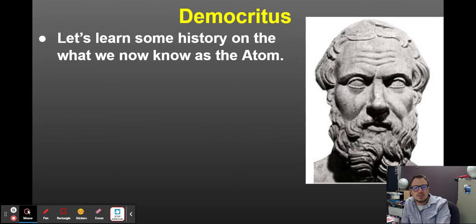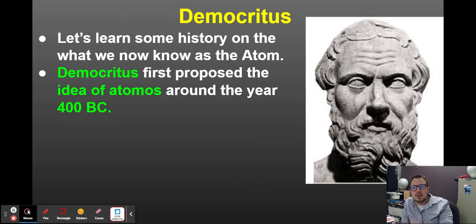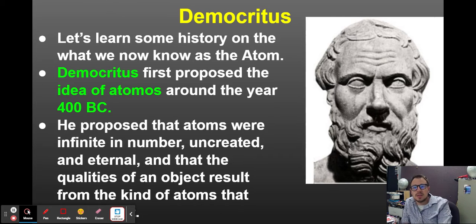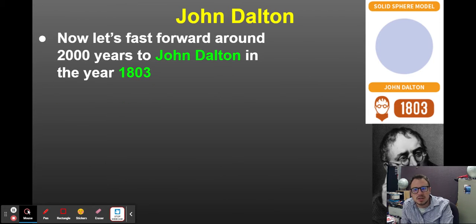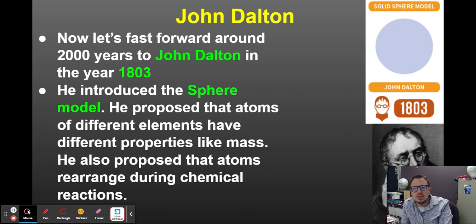So Democritus was the first person that proposed the idea of atomos, or something that's uncuttable, in the year 400 BC. So he proposed that atoms are infinite in number, uncreated, and eternal, and the qualities of an object result from the kind of atoms that make it up. So he proposed, hey, there are different kinds of uncuttable things.